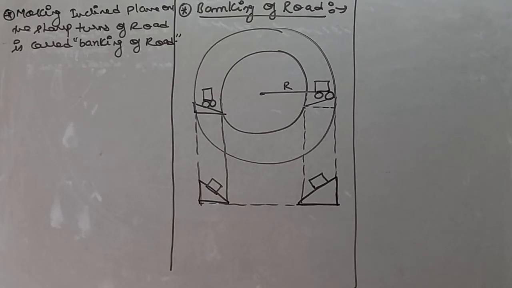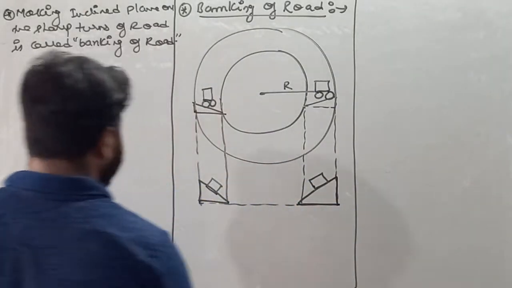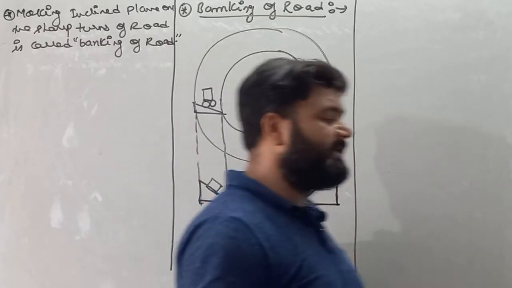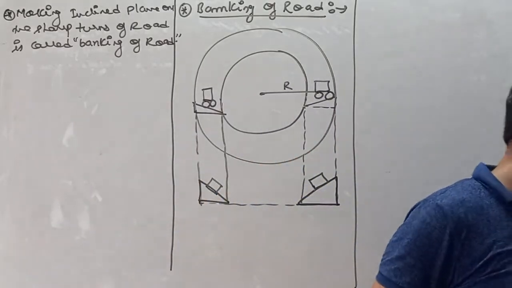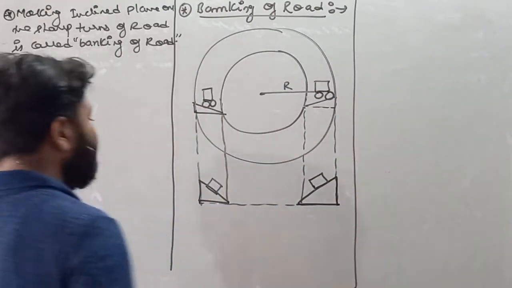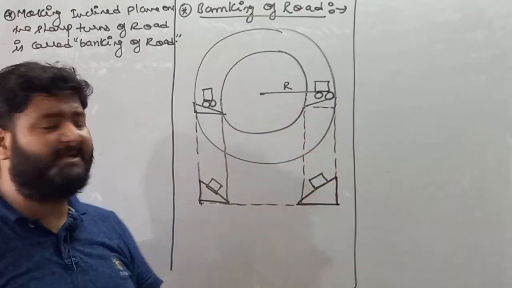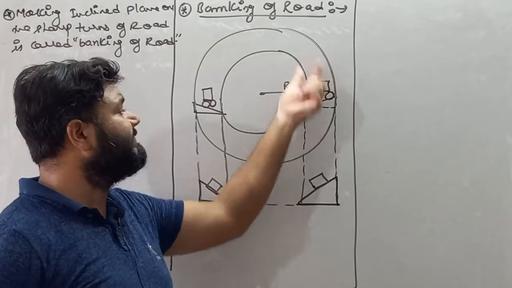On the sharp turn is called banking of road. So see my dear student, here we have to discuss two different situations, because banking is nothing but making an inclined plane on the turn of the road.